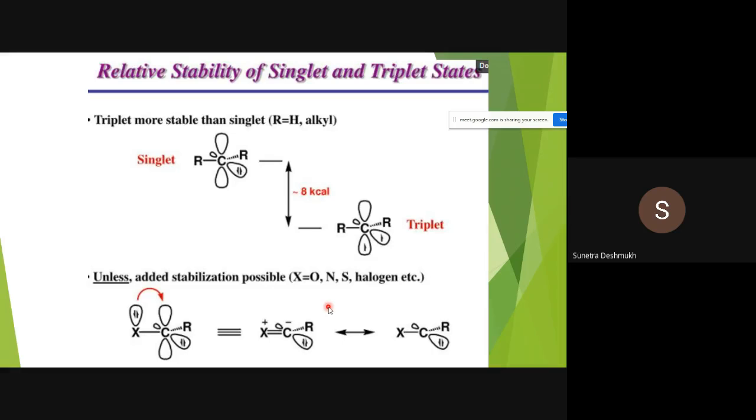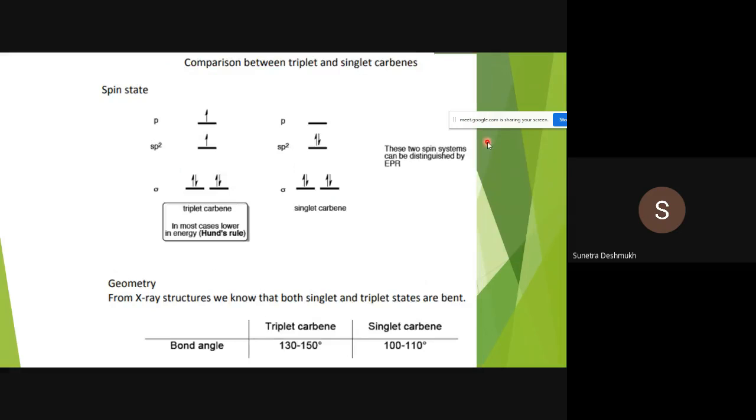If we replace R by X, then we can observe different stability in singlet as well as triplet carbene. Comparison of triplet and singlet carbenes: spin state in p orbital, in sp2 orbital, in sigma orbital. Triplet is in most cases lower in energy, according to Hund's rule. So by taking spin state into consideration also, we can say that triplet carbene is more stable.